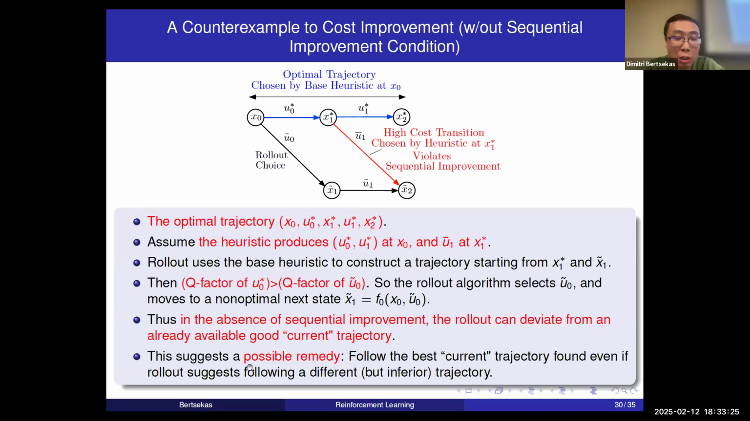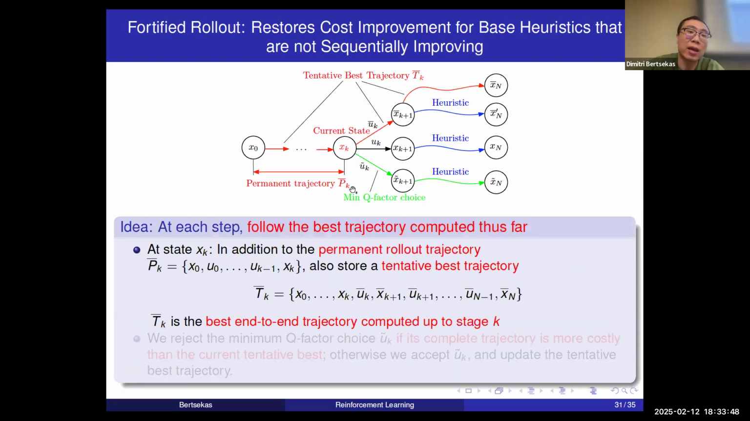However, this suggests a possible remedy. Instead of blindly following the base heuristic, which may not be sequentially improving, we can keep track of the current tentative best trajectory and stick to this best trajectory if rollout does not give us something better, right? And that brings us to fortified rollout, which restores cost improvement for base heuristics that are not sequentially improving.